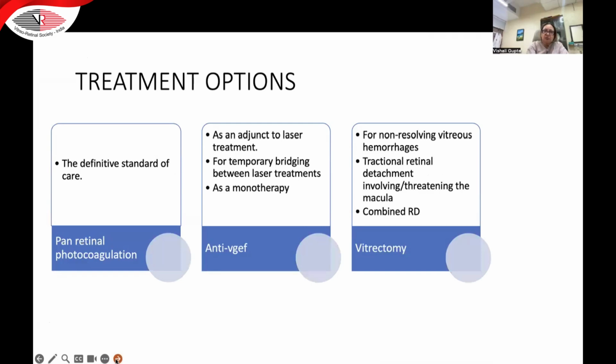Now, the treatment option: pan-retinal photocoagulation is the standard of care. Anti-VEGF, in my practice, I do add, for example, if there is a florid NVD and there is also macular edema. I know that this NVD is going to bleed and may not even give me time for completing the PRP. So when you are starting PRP, you also give anti-VEGF along with it to take care of the new vessels.